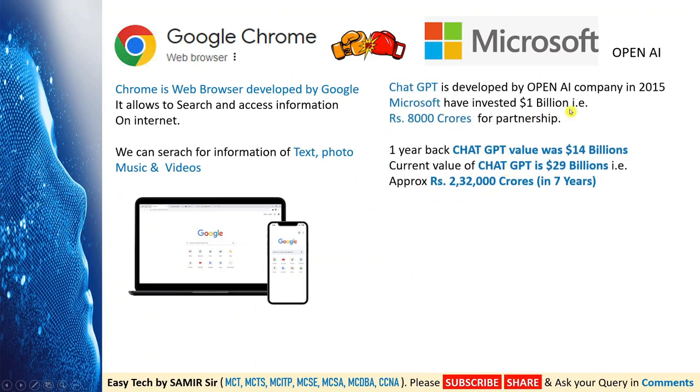Now, what is Microsoft OpenAI? ChatGPT is developed by OpenAI, and it was created in the year 2015. Now, how is Microsoft involved with OpenAI? Microsoft has invested $1 billion, approximately 8,000 crore rupees, for the partnership with OpenAI. One year back, around the year 2021, the value of this company was $14 billion. The current value is around $29 billion, approximately 232,000 crore.